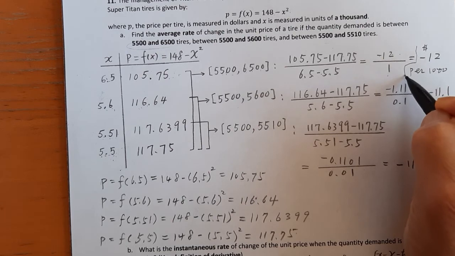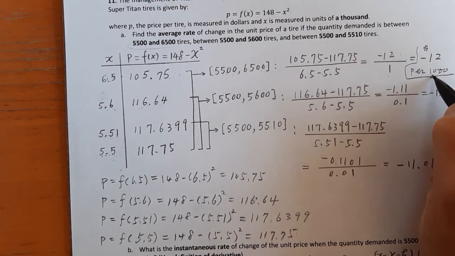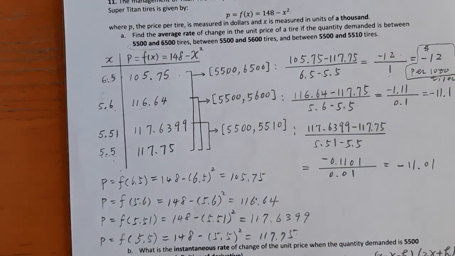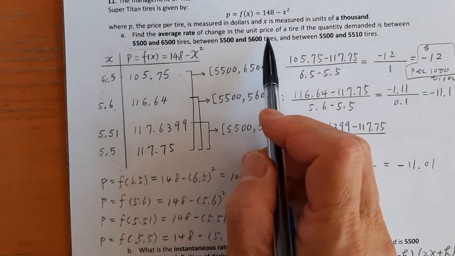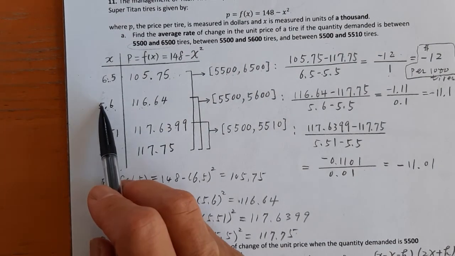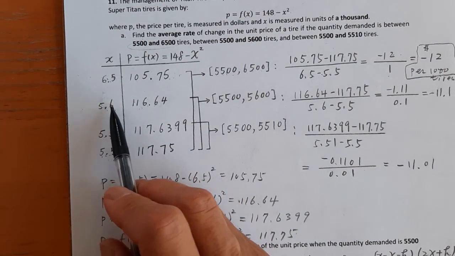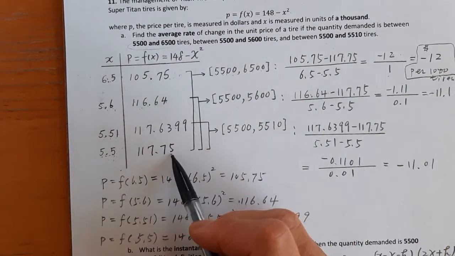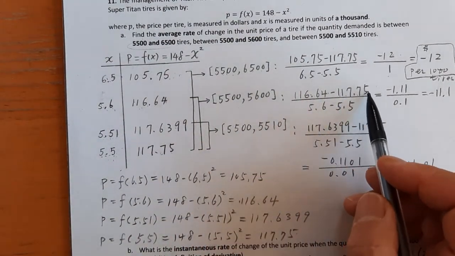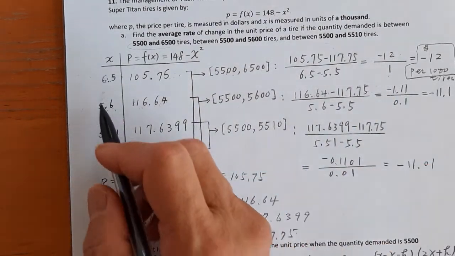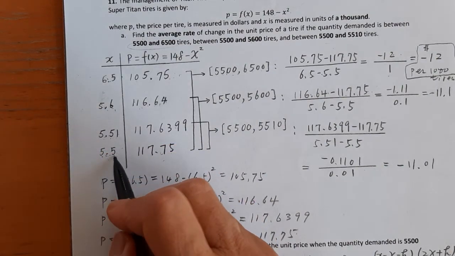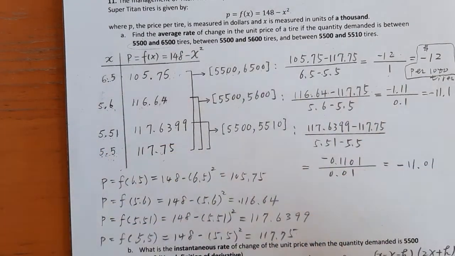Decrease per thousand tires. Decrease by $12. And the next interval is from 5.5 to 5.6. So 5.6 is 116.64 minus 117.75. The difference is a net 1.11 over 5.6 minus 5.5, which is 0.1.